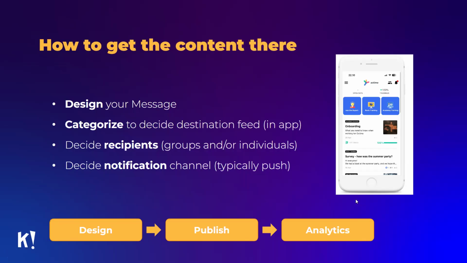This little graphic down the bottom here explains that fairly well. It's a three-phase process. We design our message, we publish it to those who we want to see it, and then after it's published, we want to know how that message is doing with analytics. And we'll see these three different headings appear when we're creating a message. They come up in three tabs in the editor.